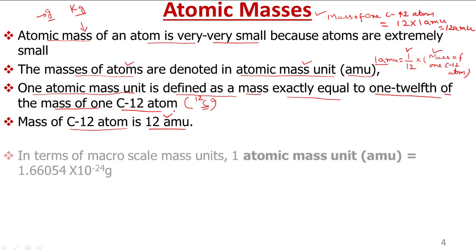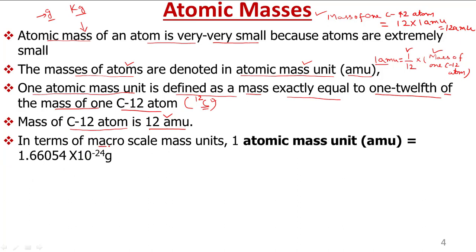Now, in terms of a macro scale mass unit, what is the meaning of macro scale? Macro means large. Atoms are very small, not visible to us by naked eye, so we need high resolution microscopes to see them, and they also have very small mass, so these are called nanoscale particles. The substances that are visible to us we call macro. Macro scale mass is like grams and kilograms, which we can easily measure with an analytical balance in our laboratory.